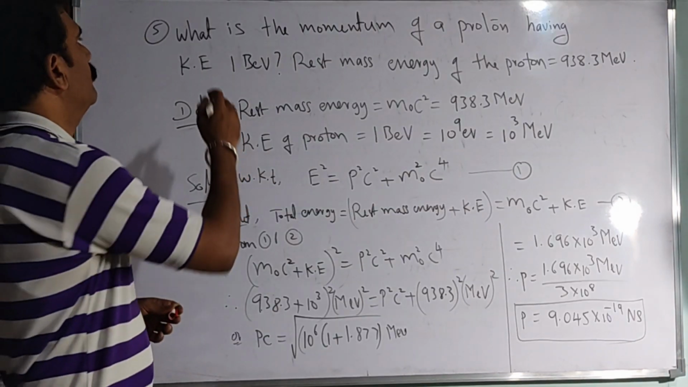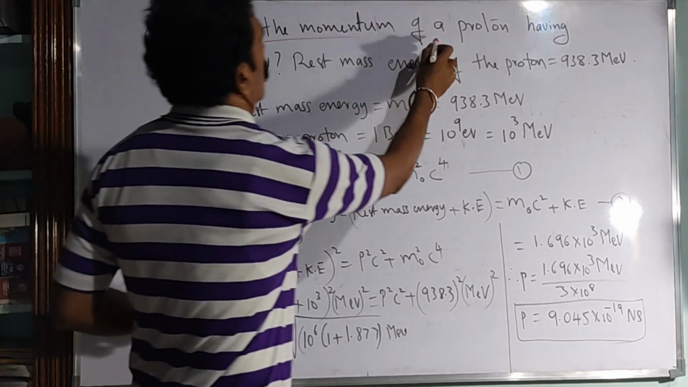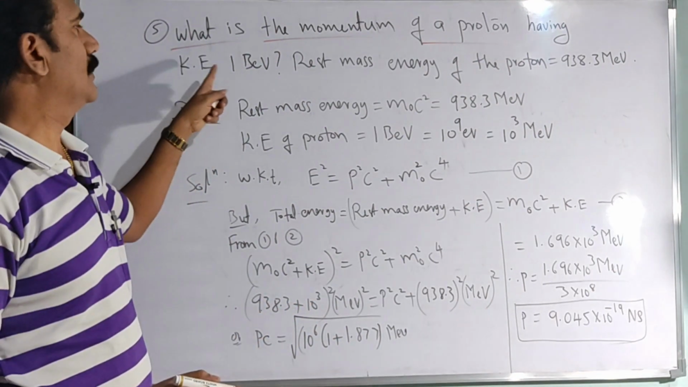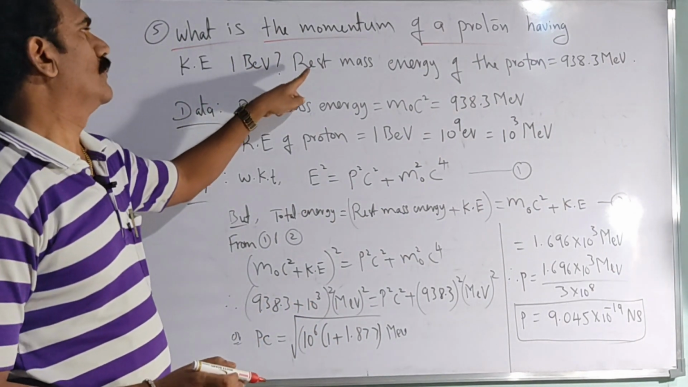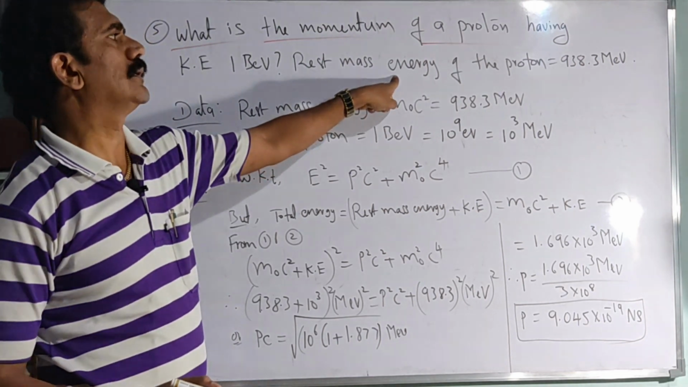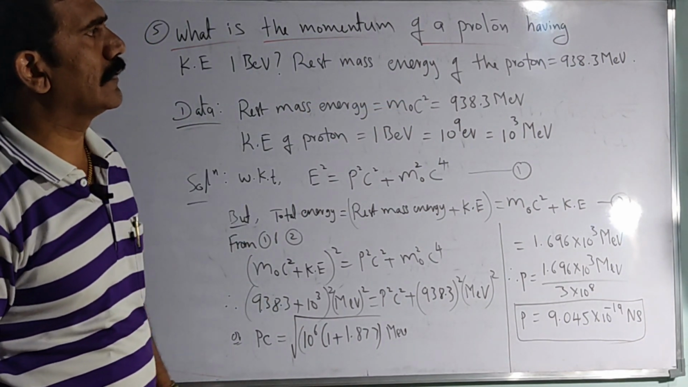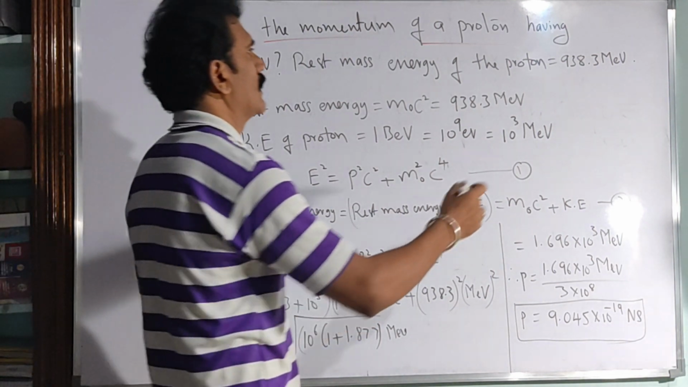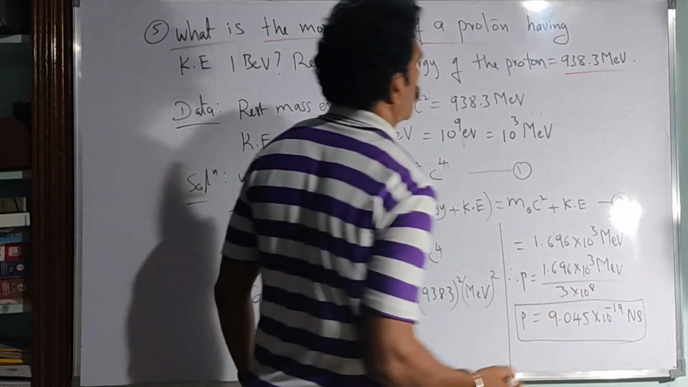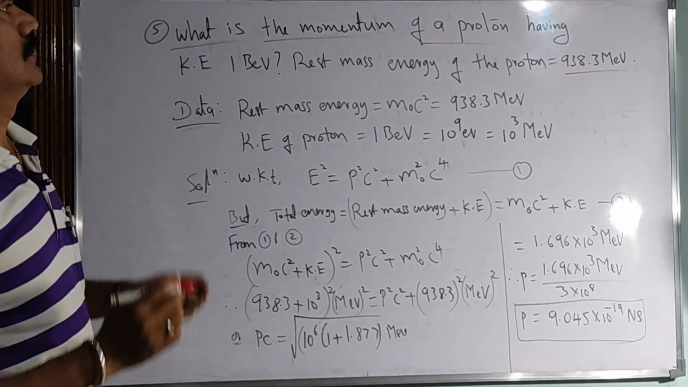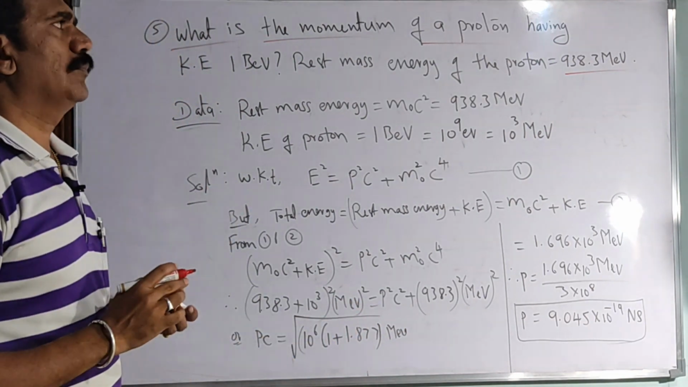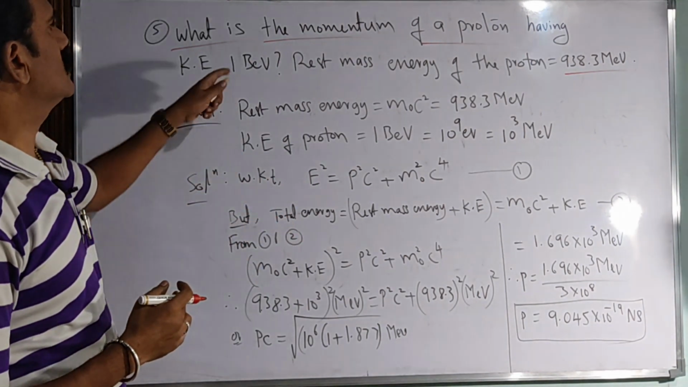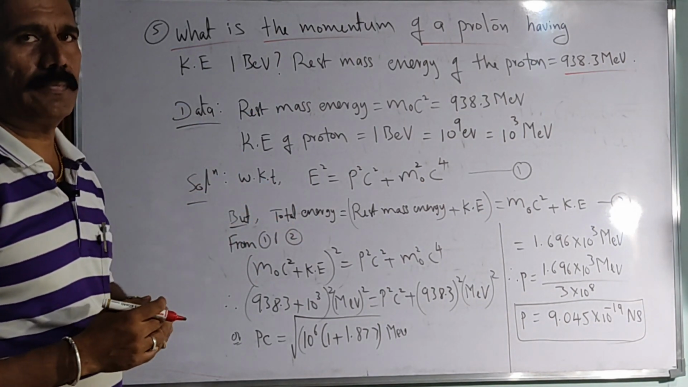Note down the next problem. What is the momentum of a proton having the kinetic energy 1 billion electron volts? The rest mass energy is found to be 938.3 mega electron volts for the proton. So if the rest mass energy of the proton is 938.3 mega electron volts, then you have to find the corresponding momentum of the proton when it is moving with a kinetic energy of 1 billion electron volts, okay.